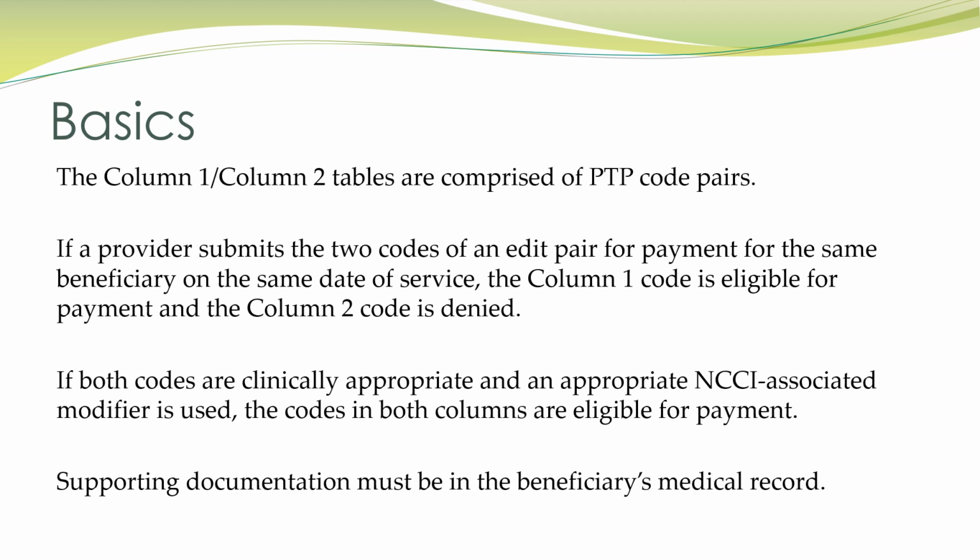So, the basics of PTP edits. You have two columns, column 1 and column 2, and they're comprised of PTP code pairs. If a provider submits the two codes of an edit pair for payment for the same beneficiary on the same date of service, the column 1 code is eligible for payment and the column 2 code is denied. If both codes are clinically appropriate and appropriate NCCI associated modifiers are used, the codes in both columns are eligible for payment. Supporting documentation must be in the beneficiary's medical record.